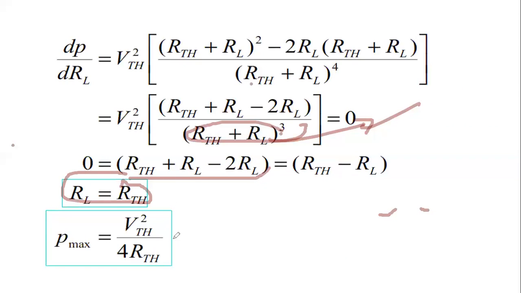So this suggests that maximum power will be transferred to the load if the load resistance is equal to the internal resistance, that is called Thevenin resistance. So if RL is equal to RTH, maximum power will be transferred to the load. And what will be the maximum power? For maximum power, you just put this RL equal to RTH in that previous equation.